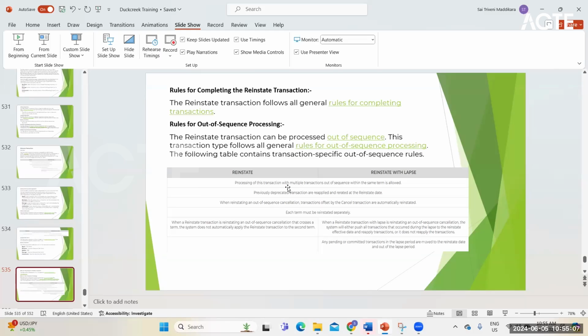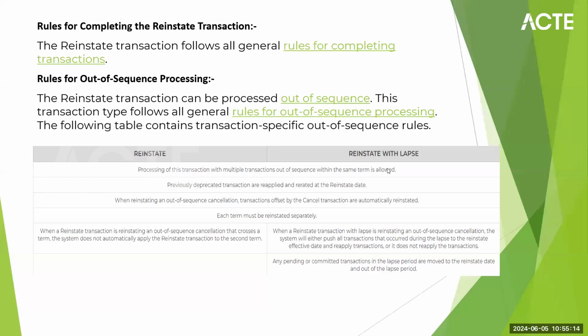The processing of this transaction with multiple out-of-sequence transactions within the same term is allowed. Previously, depreciation transactions are reapplied and re-rated for the reinstate date. Nothing but the changes you have done previously before the cancel transaction will be re-rated. That means it will be transferred back to the original. Yes. Premium will be changed.